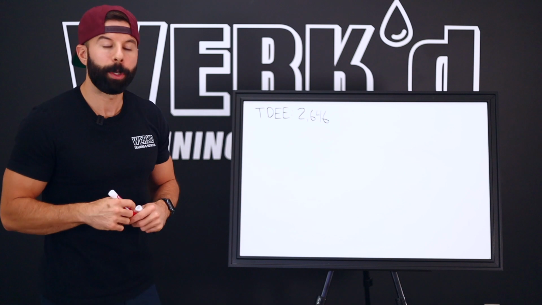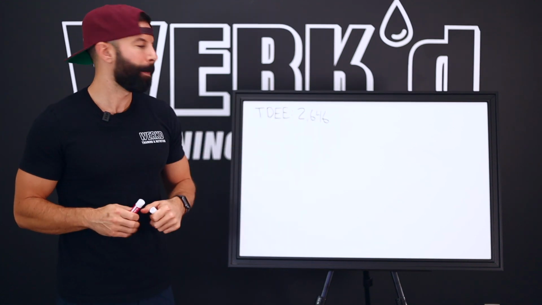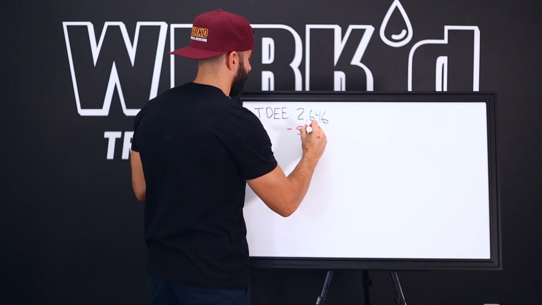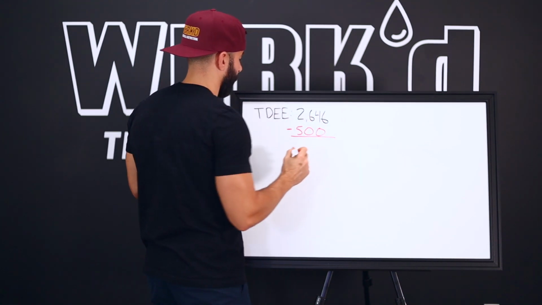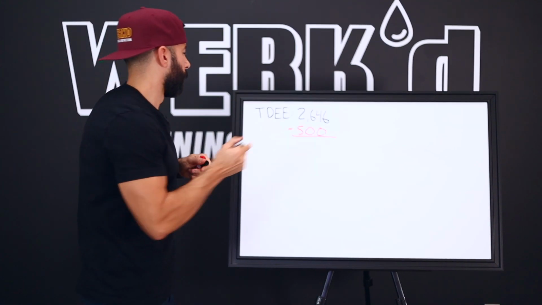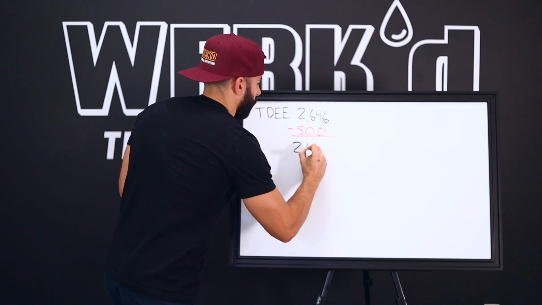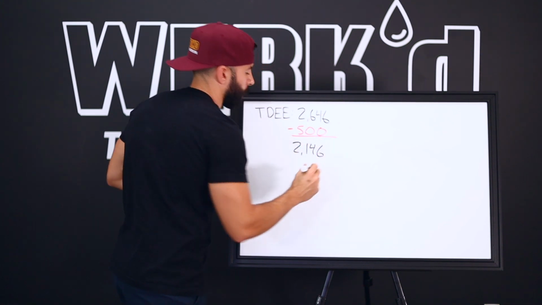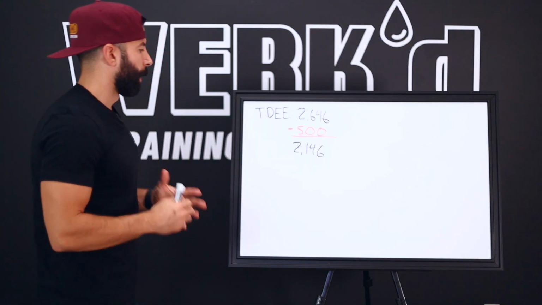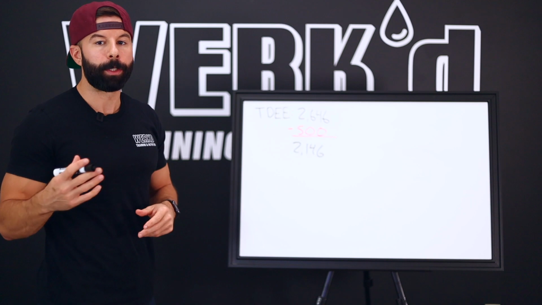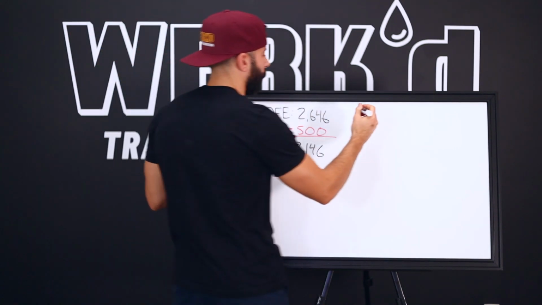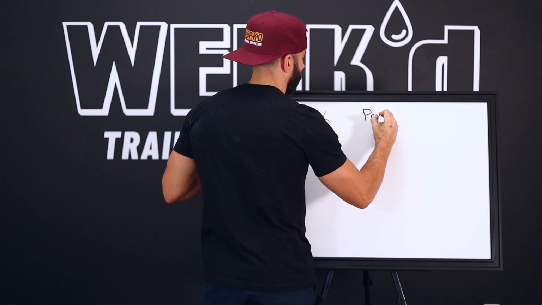So we have our clear whiteboard here and we have our TDEE at the top, and we're going to apply that 500 calorie deficit. So we're going to minus 500 calories to aim for that 1 pound of weight loss per week, and that's going to land us at 2,146 calories per day to get 1 pound of weight loss per week. Now we know what our calories are. We need to figure out our macronutrients. So the first step I like to start with is always our protein goal.